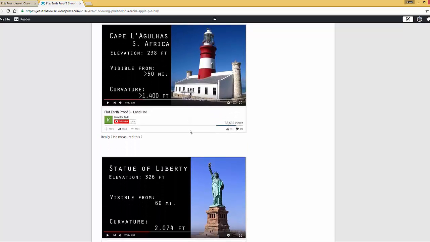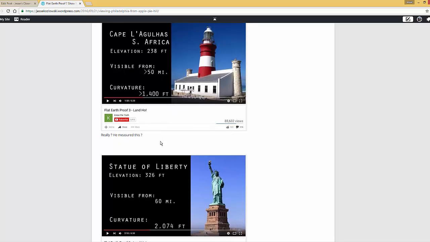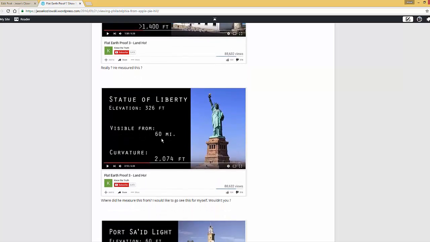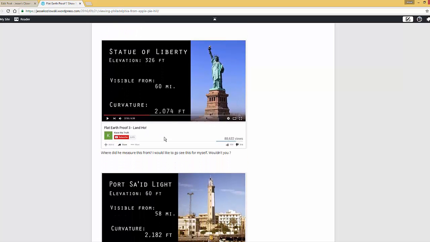Here's another one. Seen from 50 miles away, it's supposed to be hidden by 1,400 feet. Really? He measured this? That's my reaction. The Statue of Liberty. It's supposed to be hidden by over 2,000 feet of curvature. Where did he measure this from? Because I would like to go there to that spot myself. Wouldn't you?